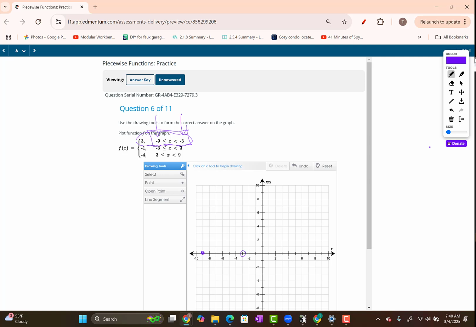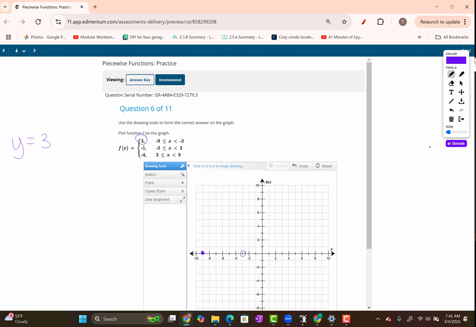And you'll notice I have a closed or solid dot at -9, and that's because we have the or equal to symbol. We have an open dot at -3, and that's because there's no or equal to symbol there. So we only want the piece of the graph in between those two dots. So now let's focus on what do they want us to graph? Well, they want us to graph f of x equals 3. Another way to think about this is just y equals 3. So this is a horizontal line where y is always equal to 3.